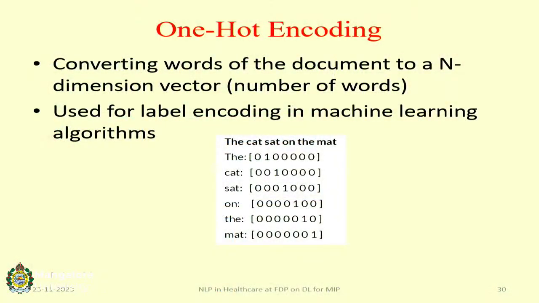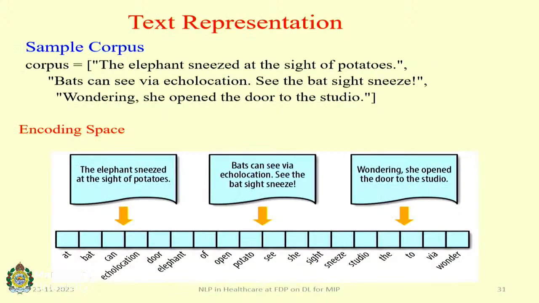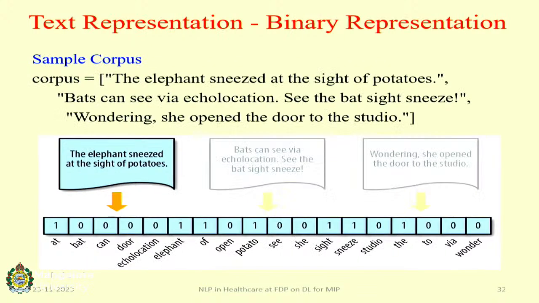Okay. Coming to the representation part, all of you must be using label encoding. Label encoding for classification, that is called one-hot encoding. And one-hot encoding, of course, is not a good representation for features. So this is the encoding space. These are the three documents. 1, 2, 3 documents are there. You can see this is the first document, second document and third document. And let us see how these are represented.